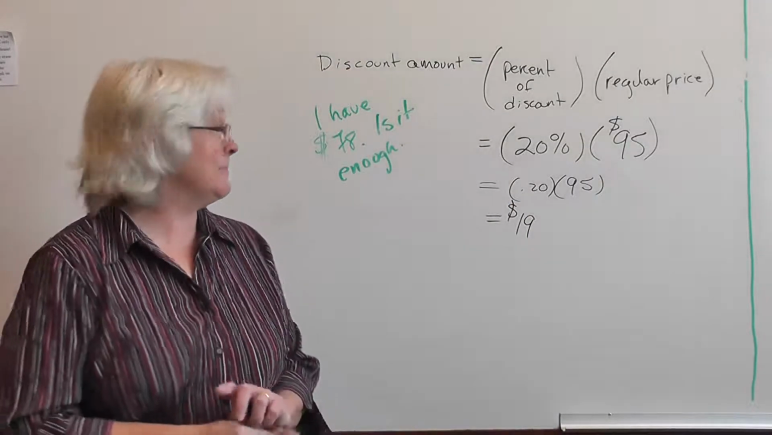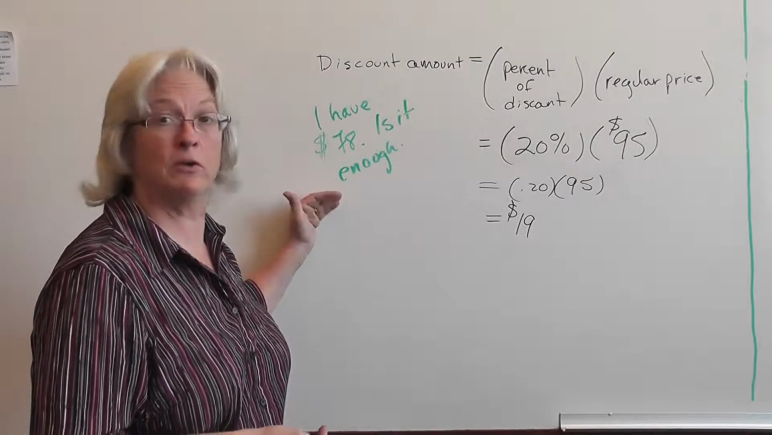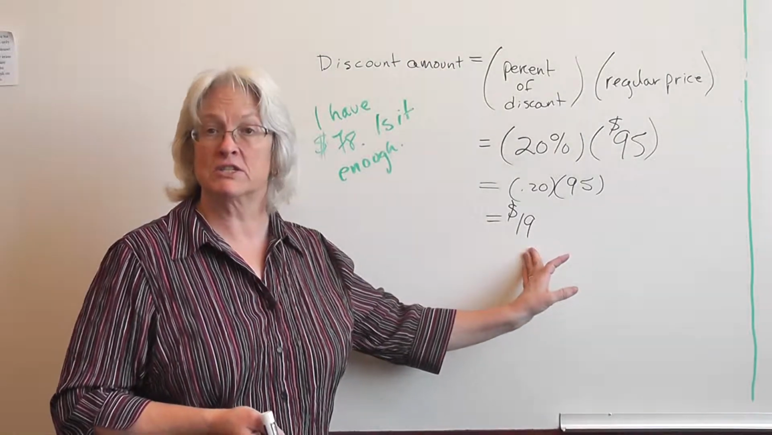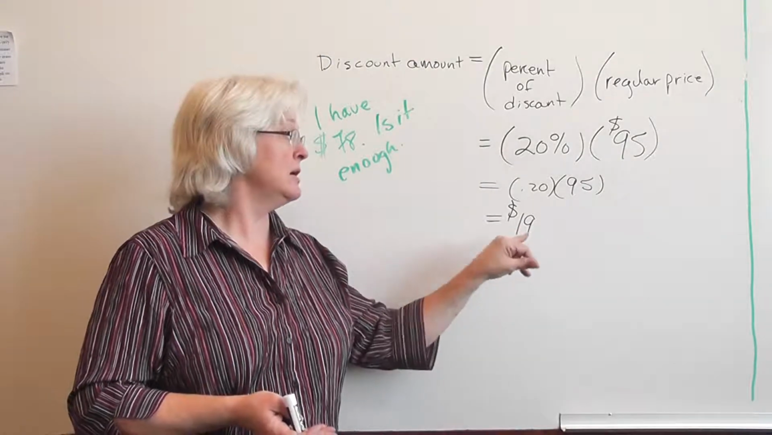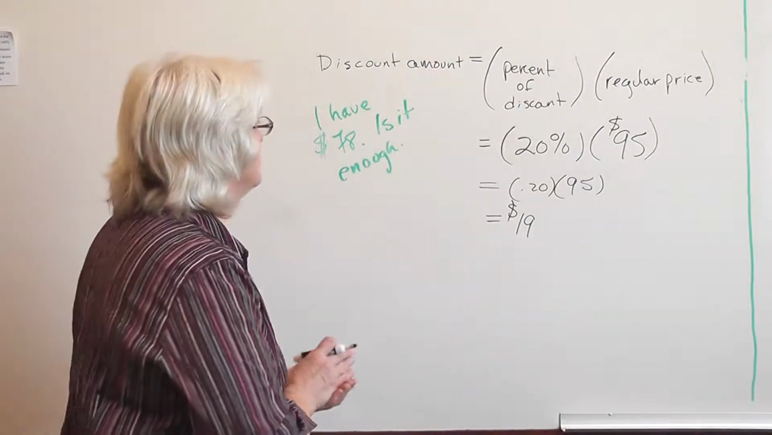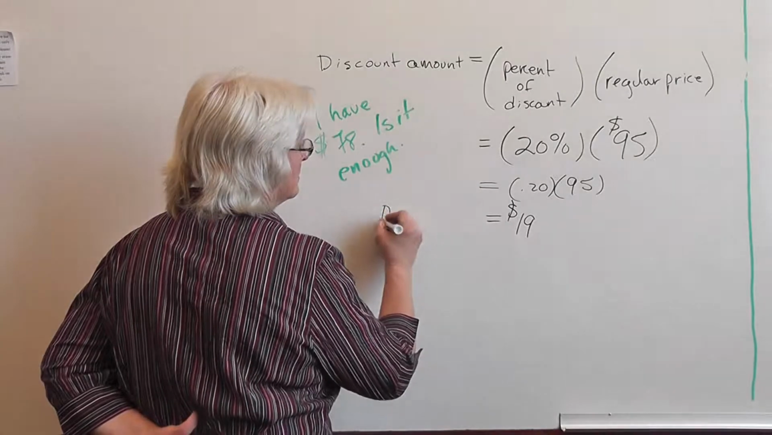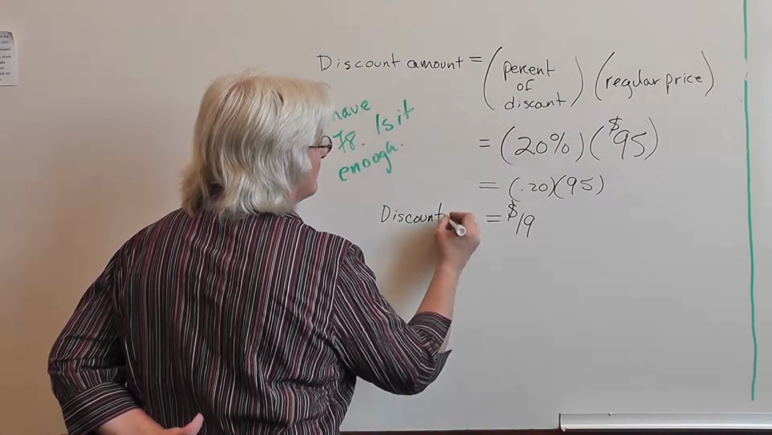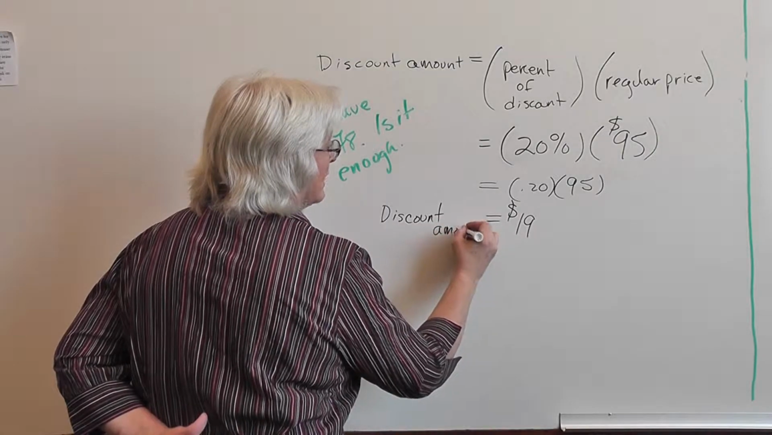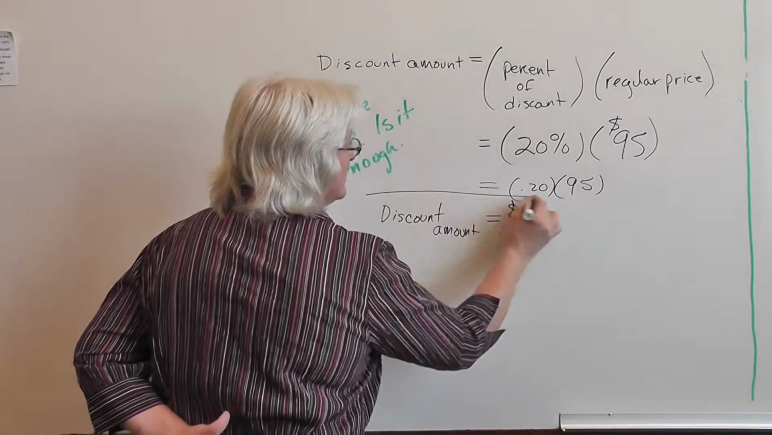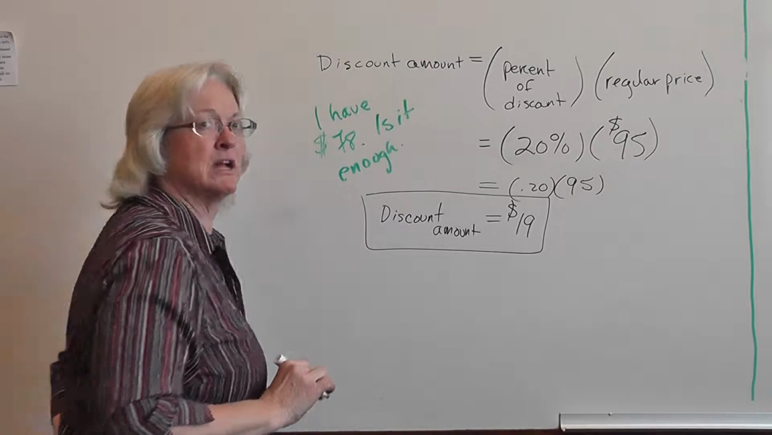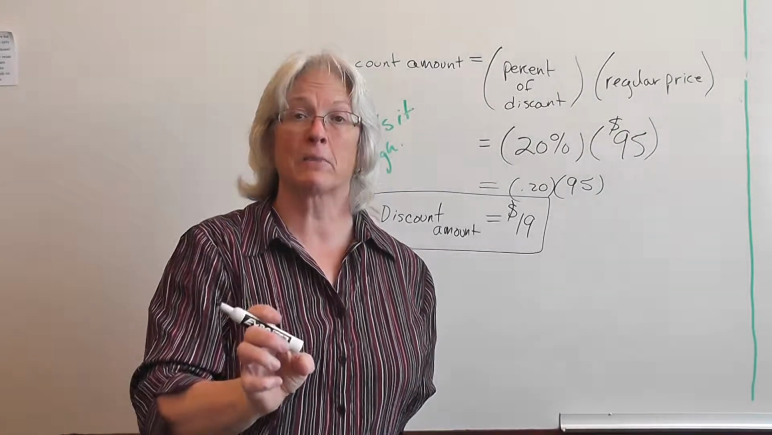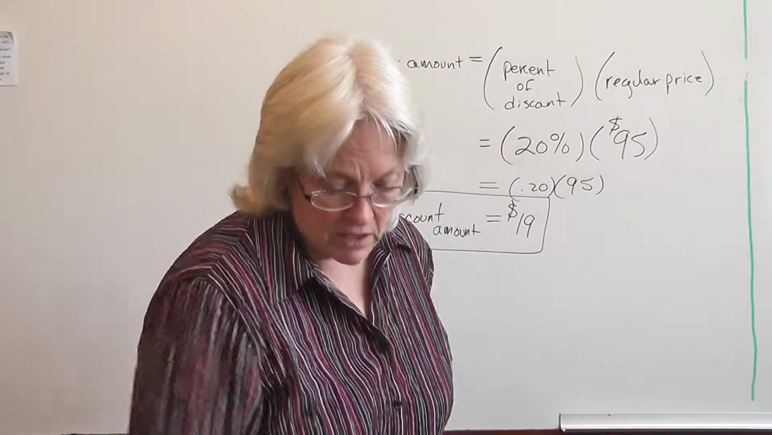Does that mean you've got a ton of money left over after you buy your backpack because the backpack is on sale for $19? No, this is how much the price is reduced by. This is the discount amount. This is how much money you have taken off the original price. So if the discount amount is $19, that means instead of $95, the cost of your backpack is going to be $19 less than that.